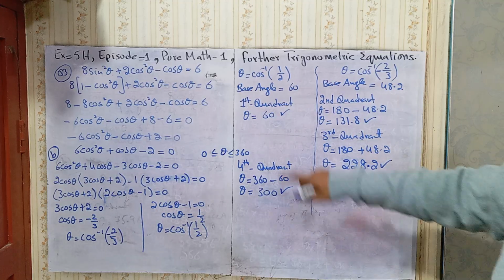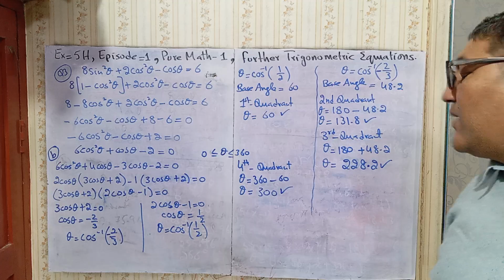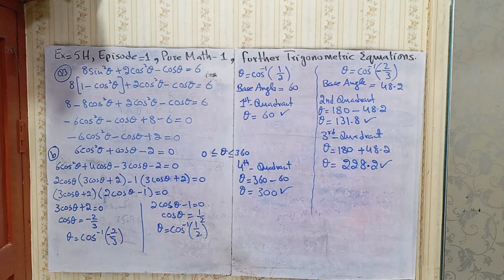So my answers are 60, 300, 131.8, and 228.2. So this is how you will do the exercise 5H. It's question number 3, and I hope you understand this.